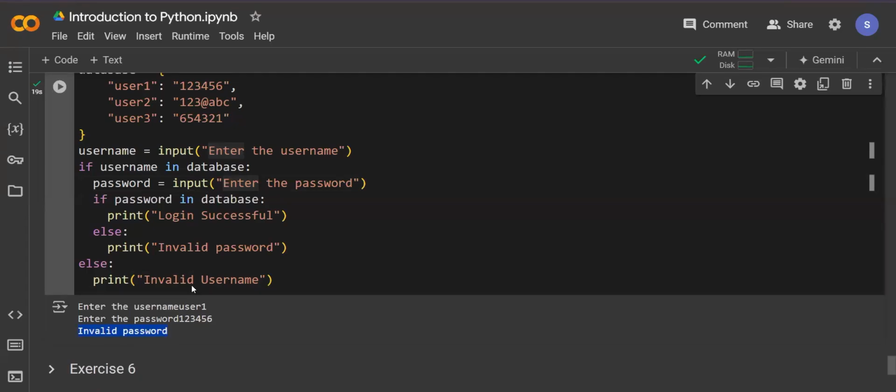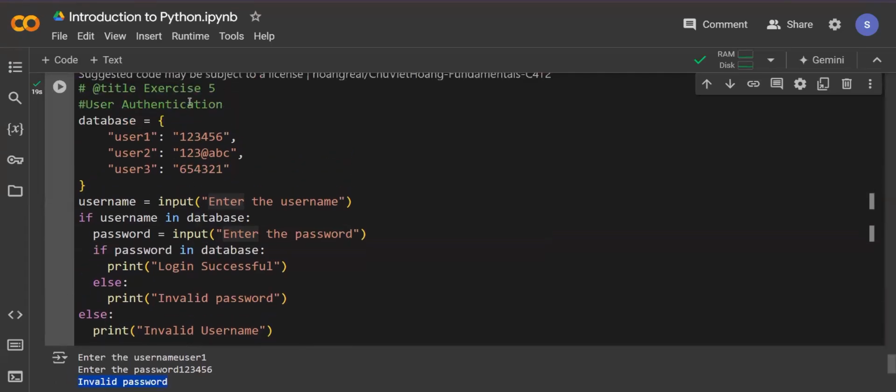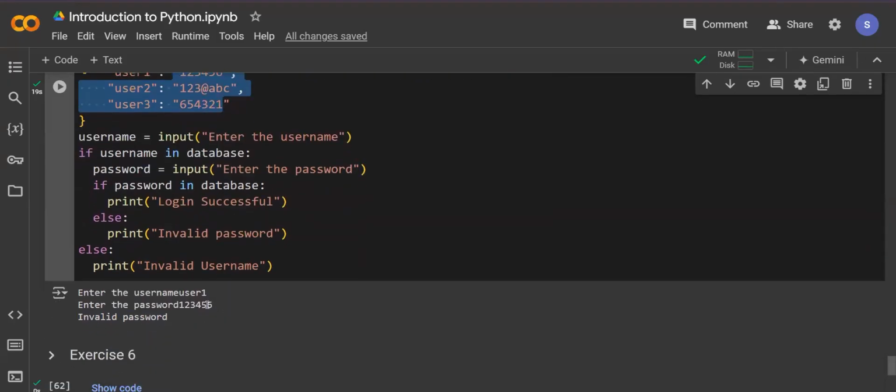Why? Because it is checking for both the values. If we use the in operator, it is checking whether this password is in the database. You can see we have multiple passwords: 123456, 123abc, 654321. We have not specified for which it has to check. That is the reason we are getting the answer as invalid password.